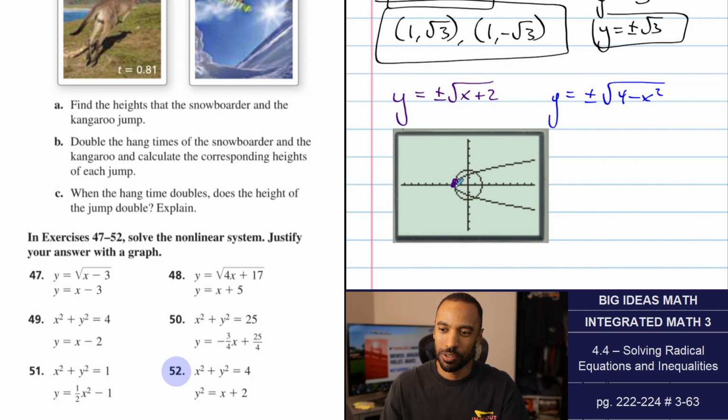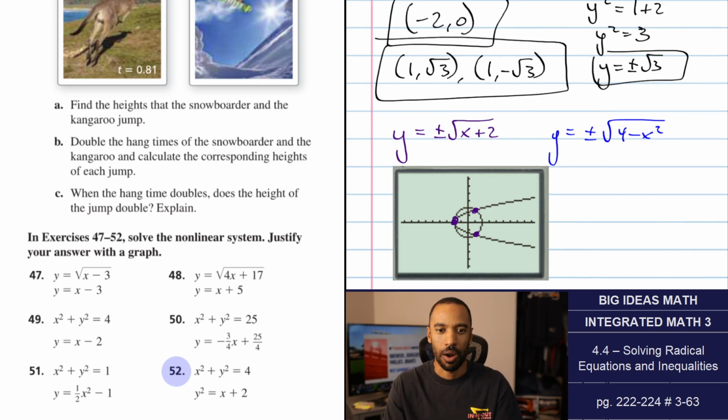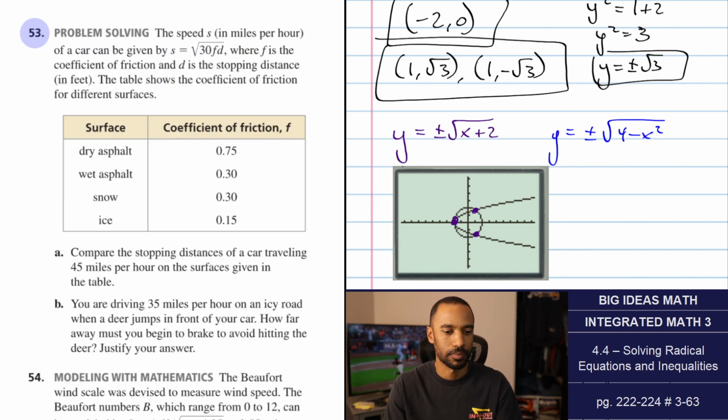Anyway, -2, 0 here. This must be 1 comma root 3 and 1 comma negative root 3. Those are your 3 solutions there. All right, 3 solutions for that one. Let's carry on forward. We still have 11 questions to go.